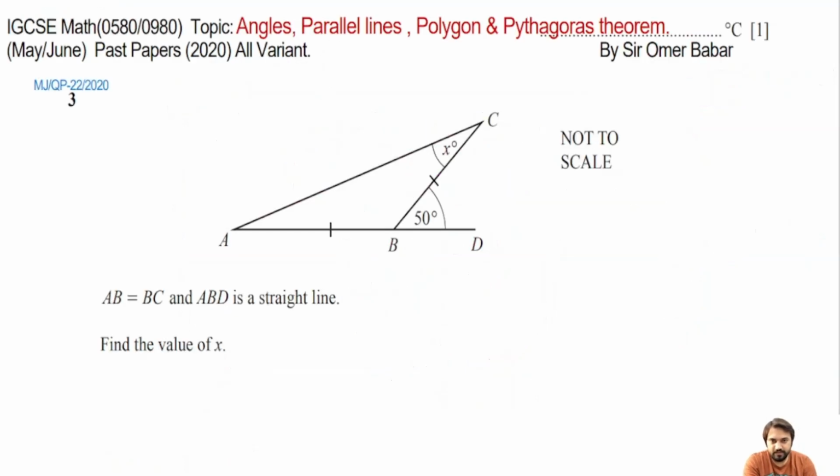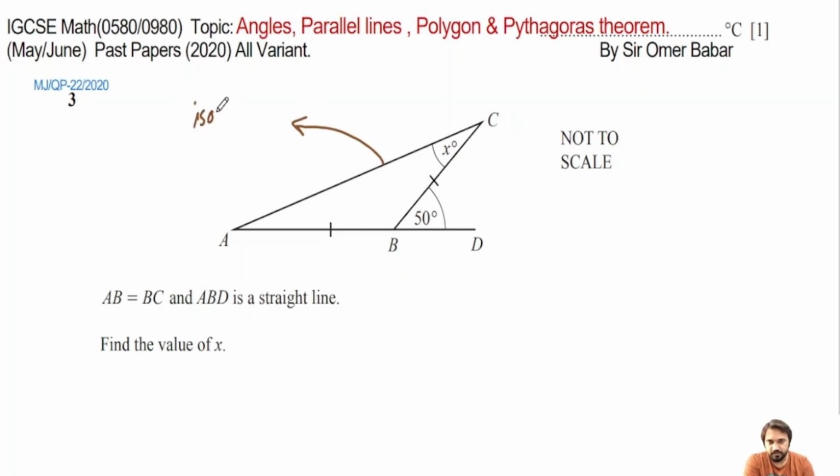Now our next question is question 3 that appeared in 2020 again. The question paper was 2, the variant was also 2. We have this diagram ABC and ABD is a straight line. Find the value of x. We need to calculate this x.